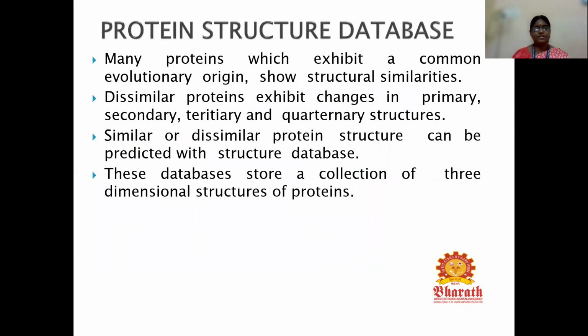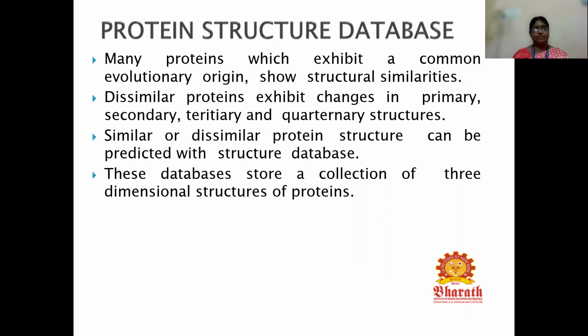Next one is protein structure databases. Apart from using these protein information resources, we can go for particular databases which exhibit an evolutionary origin and show structural similarities. So we can identify the molecular evolution and phylogeny of a particular plant or animal species by using these protein structure databases. And we can see the taxonomy of the particular species of our origin.